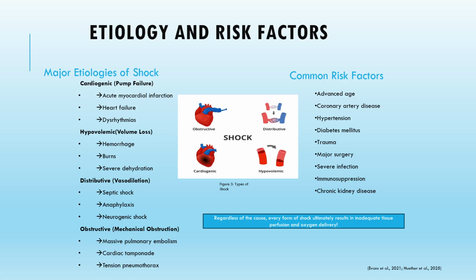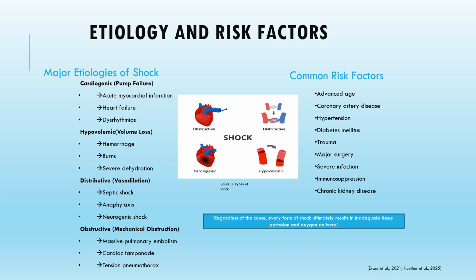Shock is not a single disease, but rather a physiologic syndrome with multiple underlying causes. Although the mechanisms that initiate shock differ, they all ultimately converge on the same endpoint: inadequate tissue perfusion and insufficient oxygen delivery to tissues. As shown in Figure 3, there are 4 major categories of shock.